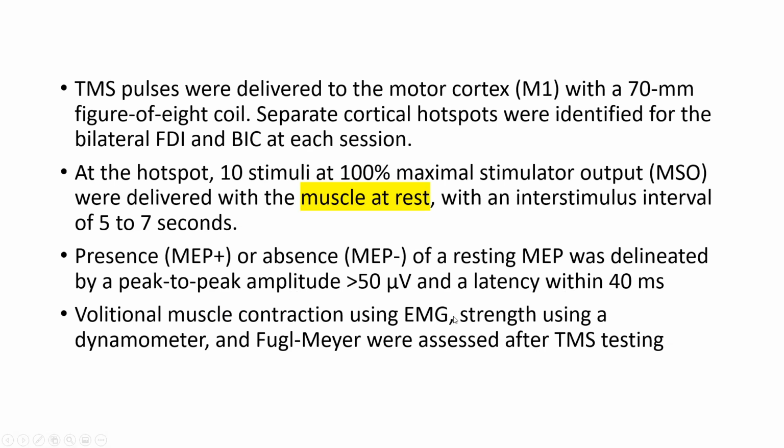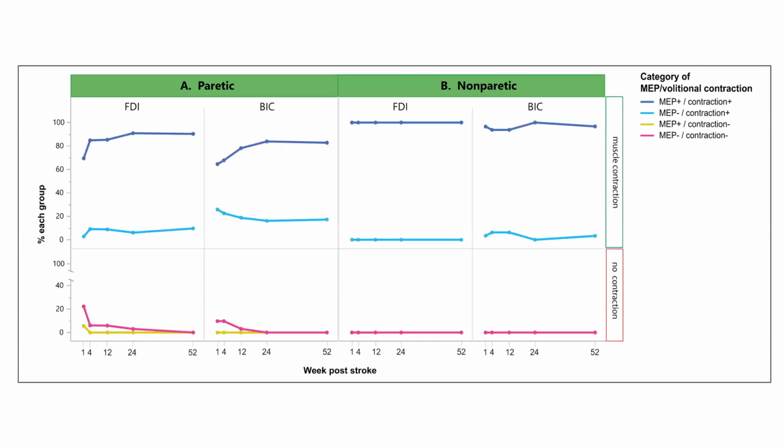Volitional muscle contraction using EMG, strength using a dynamometer, and Fugl-Meyer as the behavioral assessment were done after they did their TMS testing. And here's what they found: there were patients who were MEP minus, but contraction plus. That is, they could produce EMG of either the biceps or the first dorsal interosseous, but they still were unable to generate an MEP. So this is the percentage of each group, and you see that a small percent of these patients were MEP minus, but contraction plus.